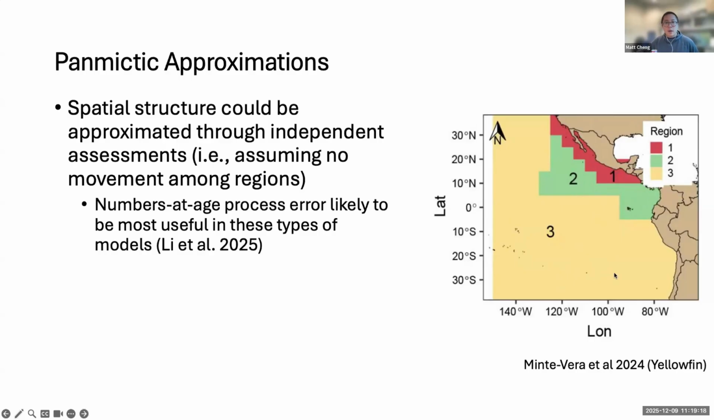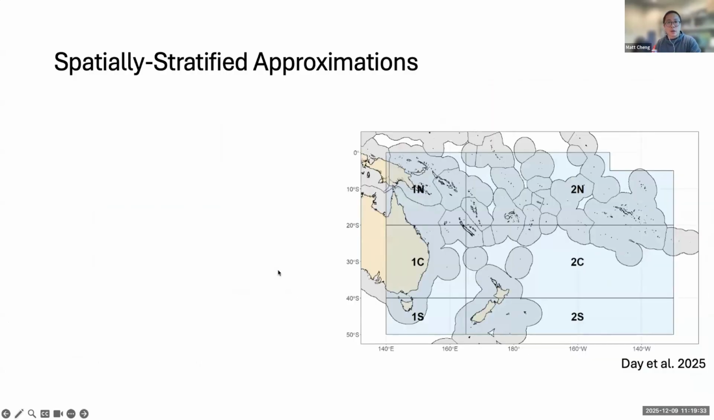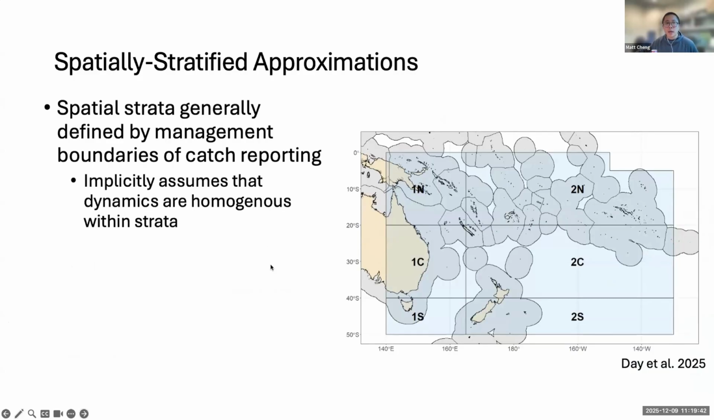The other way to approximate spatial structure is what we call spatially stratified approximations, where essentially we're treating large spatial strata as a single area that we model. Generally these spatial strata are defined based on management boundaries of how catch is being reported, and it implicitly assumes that dynamics within each strata are sort of homogeneous.